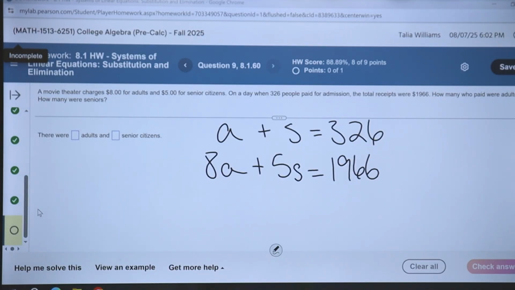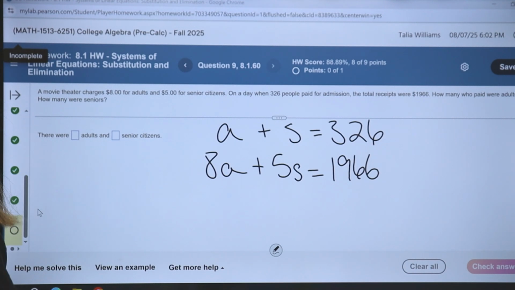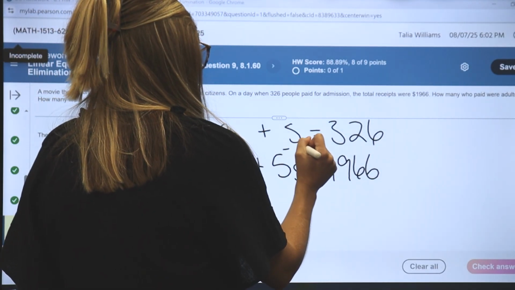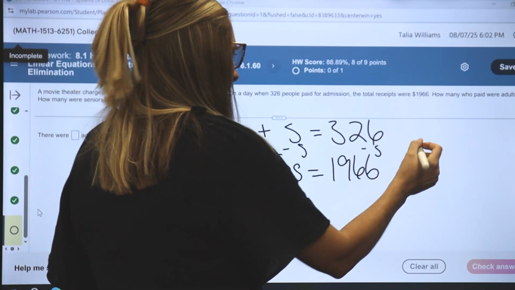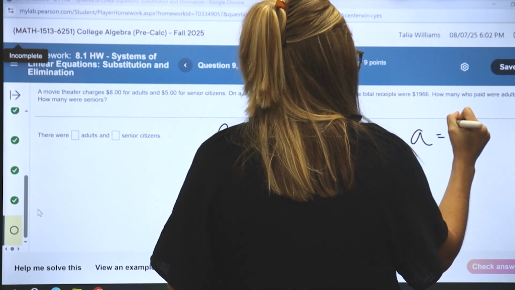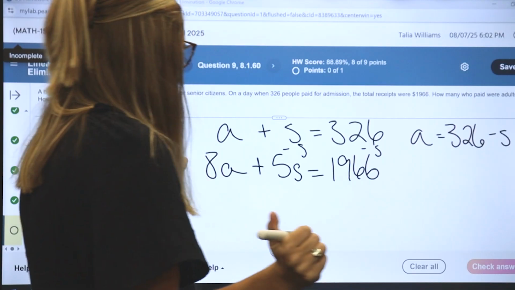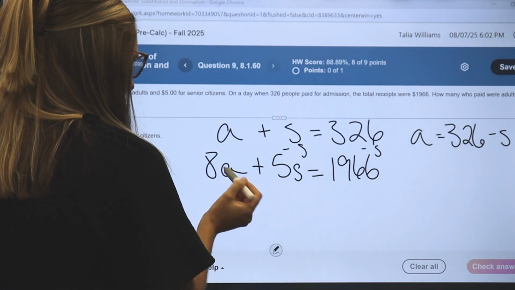We're going to solve this with substitution. So we have to solve for either A or S in our top equation and then plug it into the bottom. You could do it this way, but then you'd be solving with a fraction. Let's just subtract our seniors. That sounds aggressive. So A equals 326 subtract S, and I'm going to substitute this A in right here.